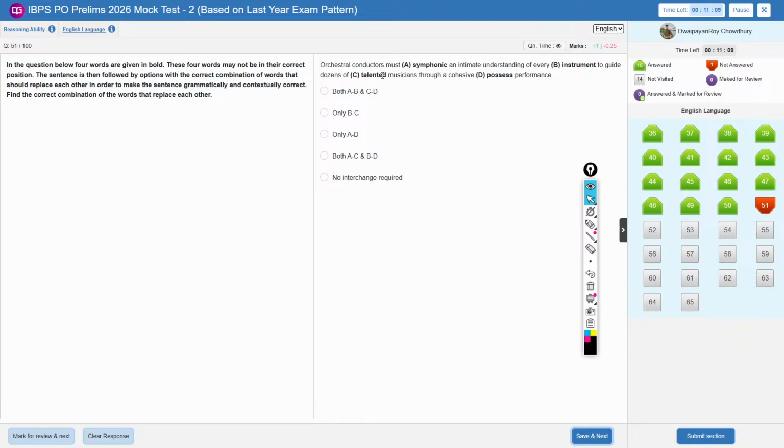Orchestral conductors must possess, so AD definitely, an intimate understanding of every instrument to guide dozens of talented musicians. Yes, chorus is symphonic. By lending out a portion of their deposit bank credit, which fuels entrepreneurship, infrastructure development, and personal consumption.